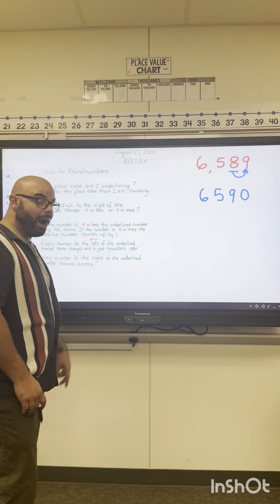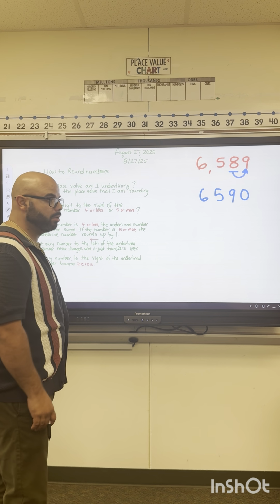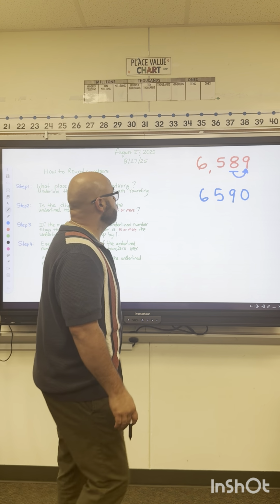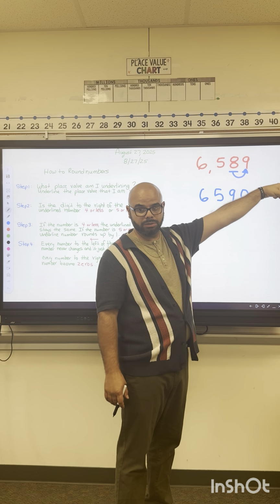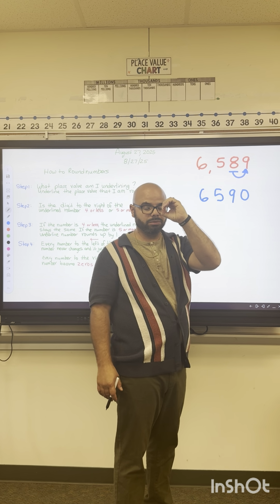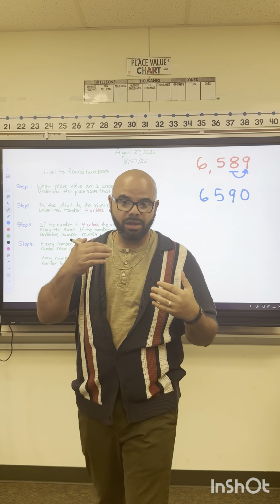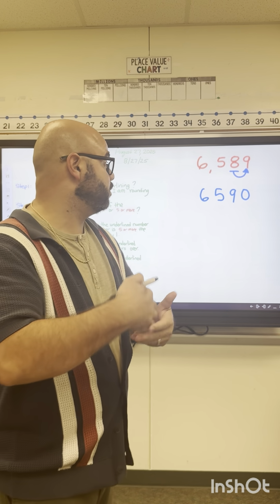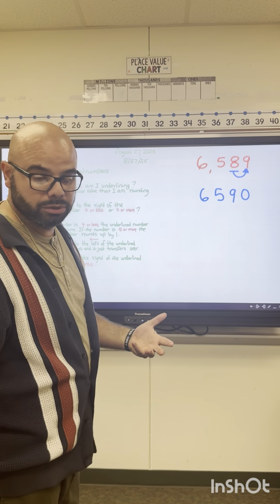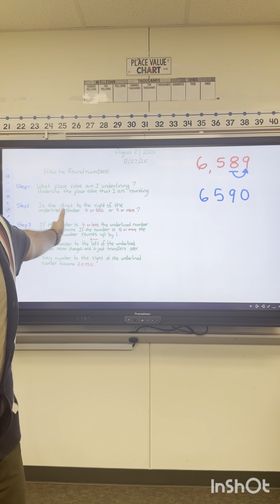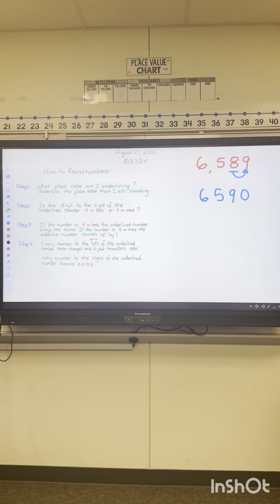Every number to the right of the underlined number becomes zeros. So this is the underlined number, and every number to the right becomes zeros, okay? So literally, if they follow the steps, step by step, they could figure out how to round, okay? And this is up here if you want to screenshot it, however you want, okay?